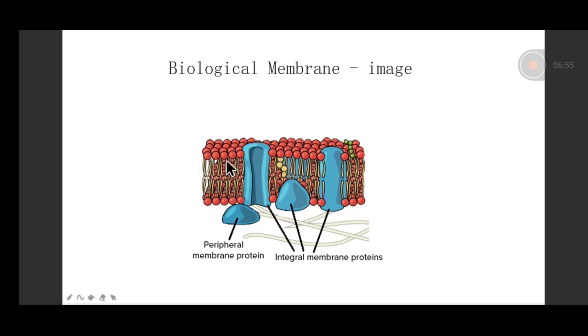Okay, this is a recap. So this is the lipid bilayer cell membrane. These are the lipids, and the blue areas are the proteins. This is the hydrophobic end, and these are the hydrophilic. The round globules are the hydrophilic end, polar end, while the hydrophobic ends are directed inwards.